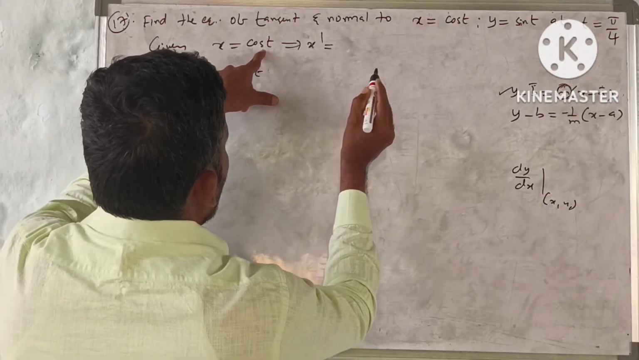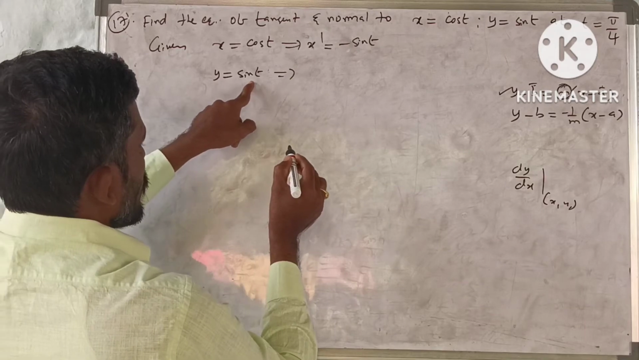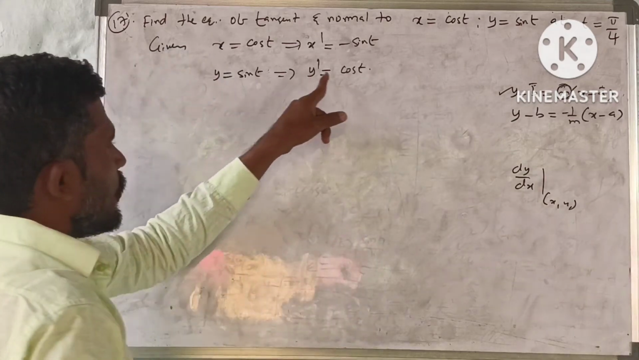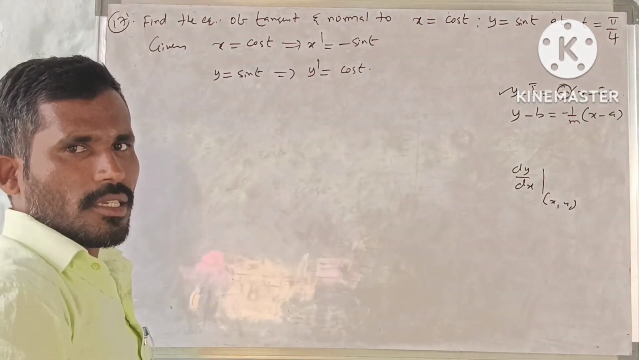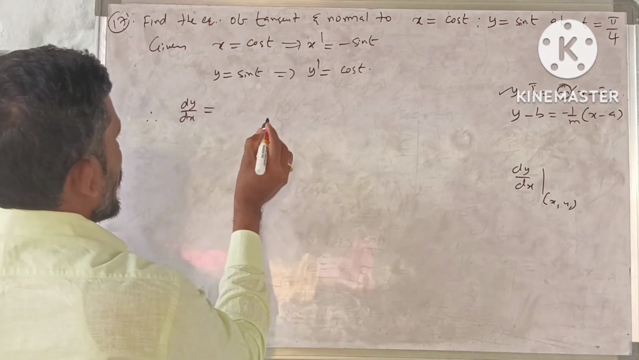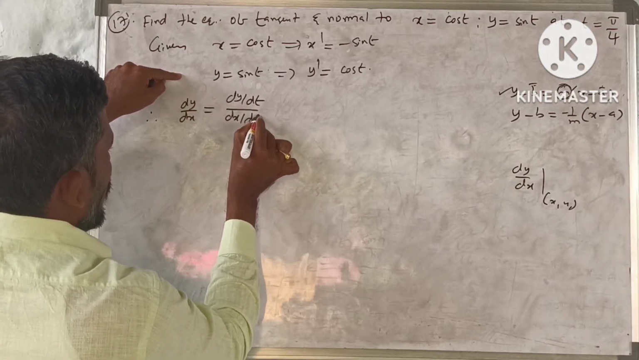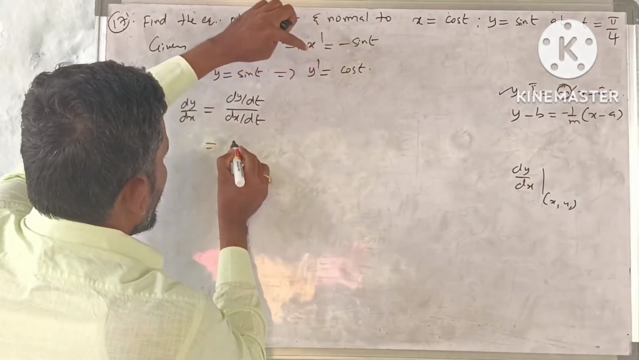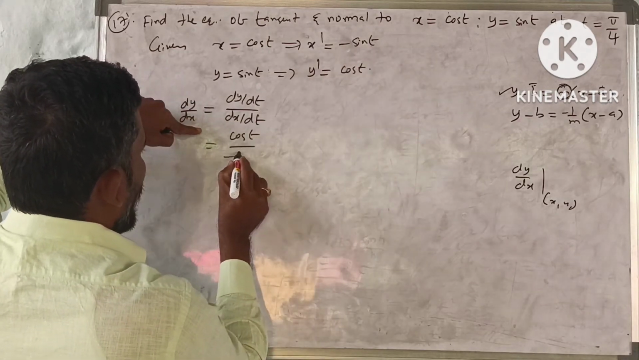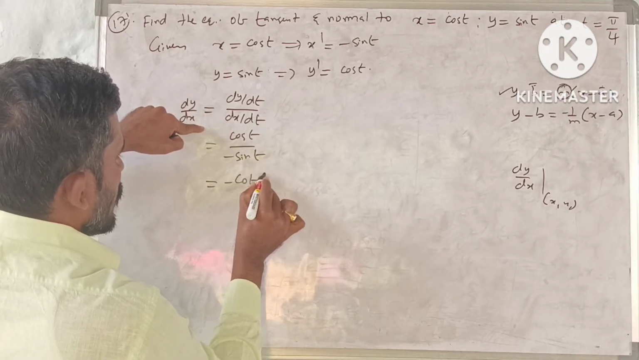The derivative of x with respect to t, cos t, is minus sin t. And y is sin t, so the derivative of sin t, y dash, is equal to cos t. The derivative of sin t is cos t, and the derivative of cos t is minus sin t. So what you want here is dy by dx, which is dy by dt divided by dx by dt. dy by dt is cos t, and dx by dt is minus sin t. So this is minus cos t by sin t, which is minus cot t.